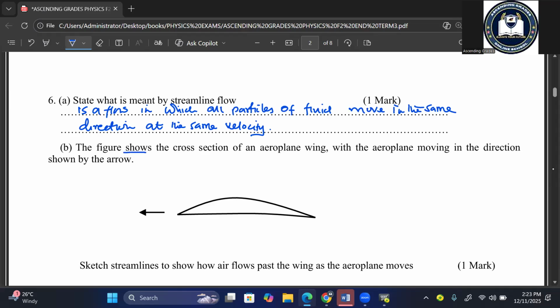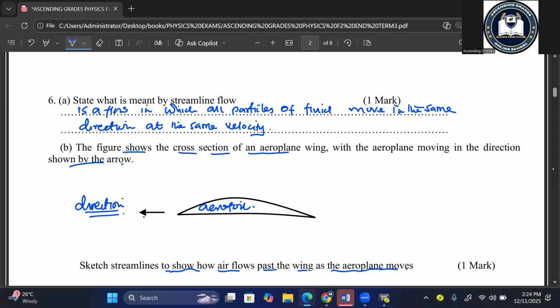The figure below shows the cross section of an aeroplane wing. So this is what we call aerofoil, with the plane moving in the direction shown below by the arrow. Then you're asked, sketch the streamlines to show how air flows past the wing as the aeroplane moves.